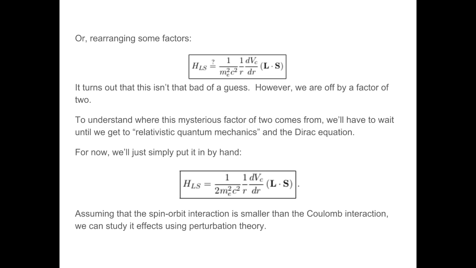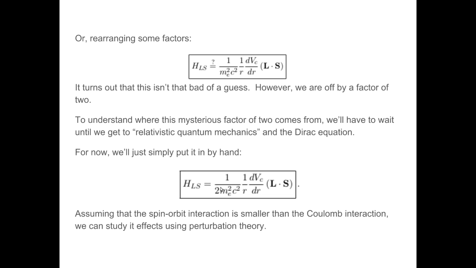So for the time being, we're just going to put it in by hand. And we don't do this in the real world. You don't just put in fudge factors in the real world. I just gave you guys a wink. So we're just going to put it in by hand, okay? So we got the spin orbit Hamiltonian, and it looks like this.